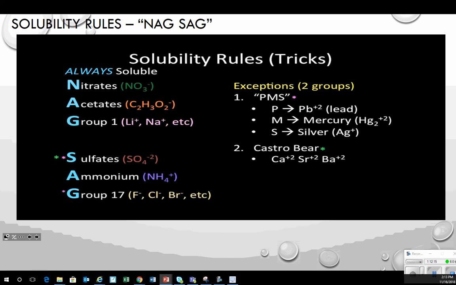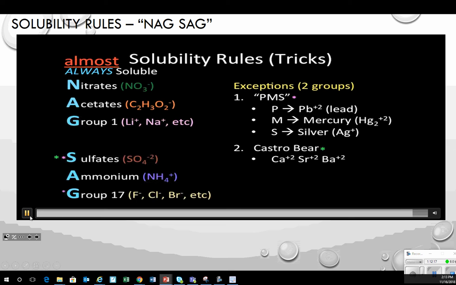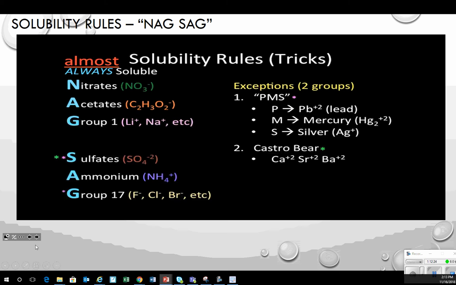Since now we know 2 exceptions to NAG/SAG, NAG/SAG's not always soluble, but it's almost always soluble. Okay, I'm going to leave that up for a minute so you can get it down. This is something that you'll need to know, and we'll be using it in a lab coming up. So hopefully that will help you.